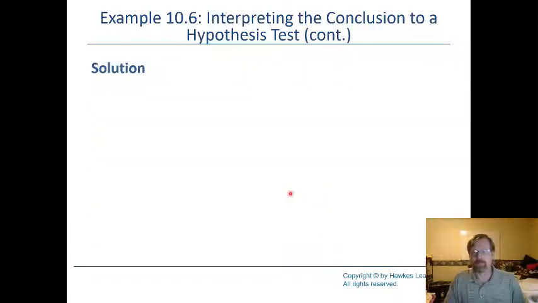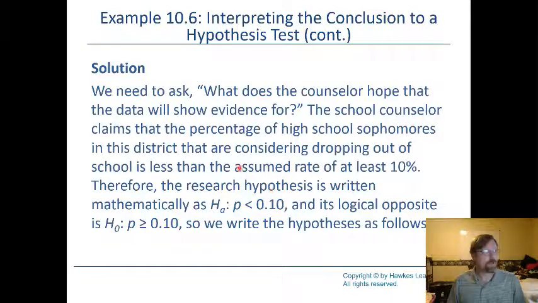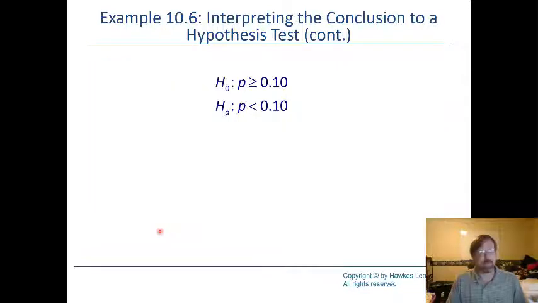All right, so the counselor's claim was that the percentage of high school sophomores considering dropping out was less than 10%. So he was thinking that p, being the proportion of high school sophomores thinking of dropping out, was less than 10%. The logical opposite is that it was greater than or equal to 10%. We can write them as such.